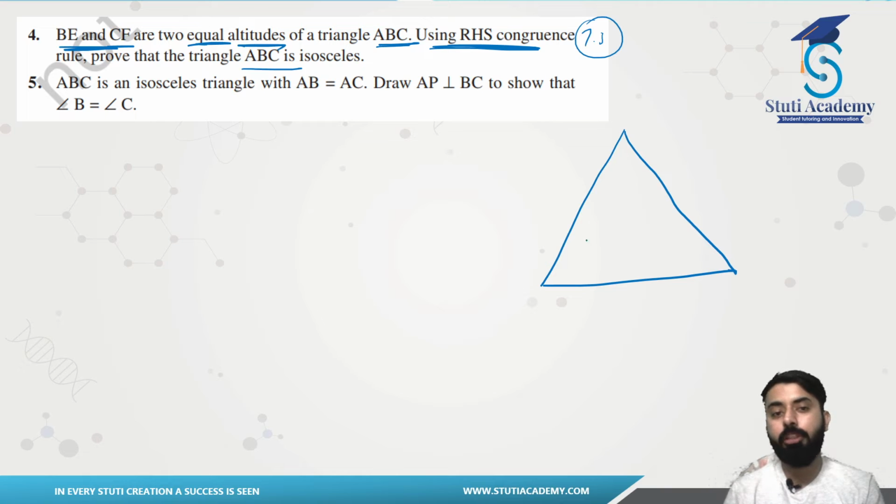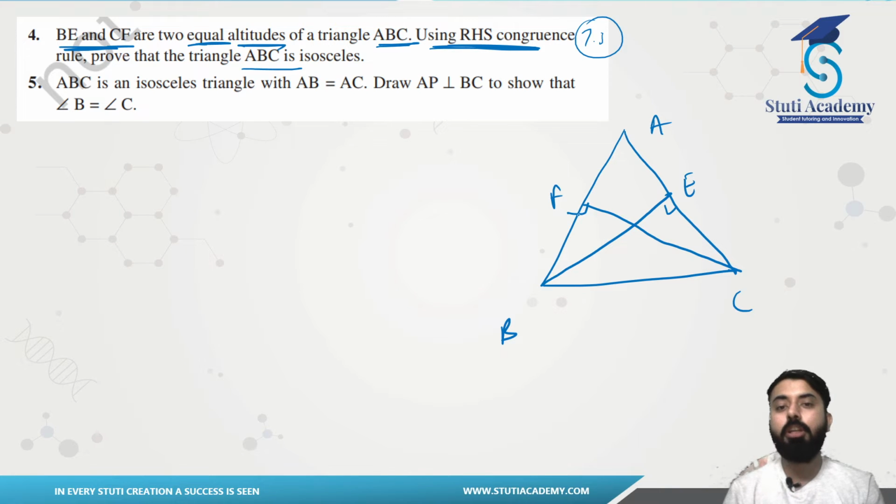So in your 7.2, you had this sum, right? Let me just draw the figure right here. We had this kind of figure in which this was the triangle ABC, this was BE, an altitude, and this was CF, an altitude. Now you have to prove that ABC is an isosceles triangle. For this, you have to use right angle hypotenuse side, specifically RHS. Then you have to make sure that ABC is isosceles.